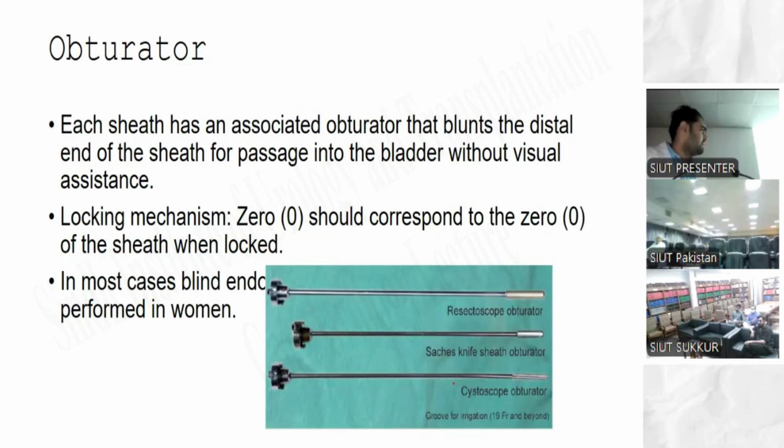The obturator of the cystoscopic sheath, when we are merging it with the cystoscopic sheath, does not extend outside the sheath, while the resectoscopic obturator and the Secchi's knife obturator, as you have seen whenever we are assembling the resectoscope and the Secchi's knife, extend outside of the sheath, right? And this is a locking mechanism having a zero mark. Whenever we are introducing this obturator, it should coincide with the zero while merging with the sheath.